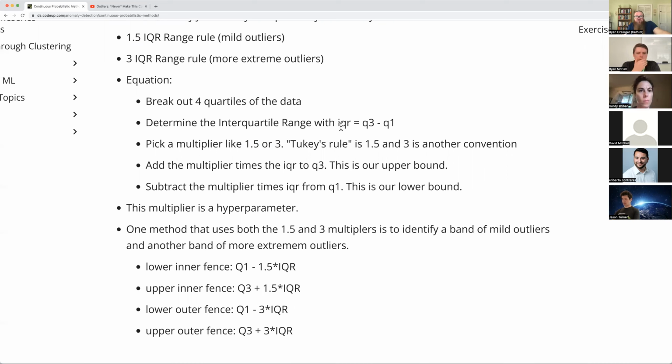Once you get that interquartile range, you multiply it by your multiplier, like 1.5. That gives you 1.5 times the interquartile range. Add that to Q3, and we have our upper bound fence. And then subtracting that same value from Q1, we have our lower bound fence.